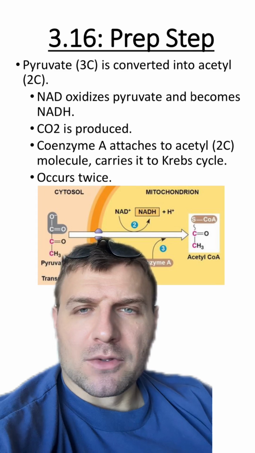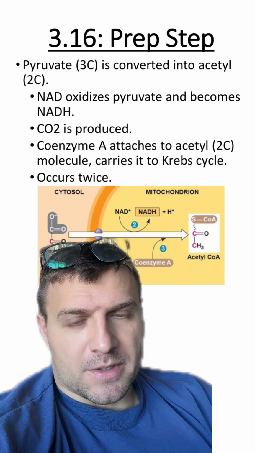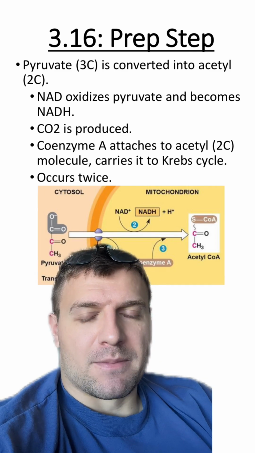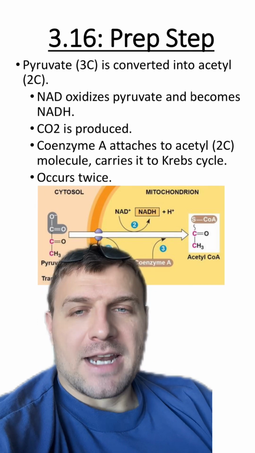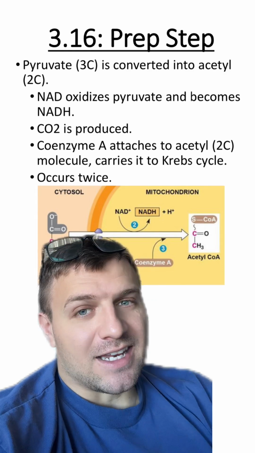During this reaction, pyruvate, which is 3 carbons, is going to be converted into acetyl-CoA, which is 2 carbons. During this reaction, NAD is also going to oxidize pyruvate and become NADH. Now remember, NAD becoming NADH is going to be a reduction reaction since it's gaining electrons.